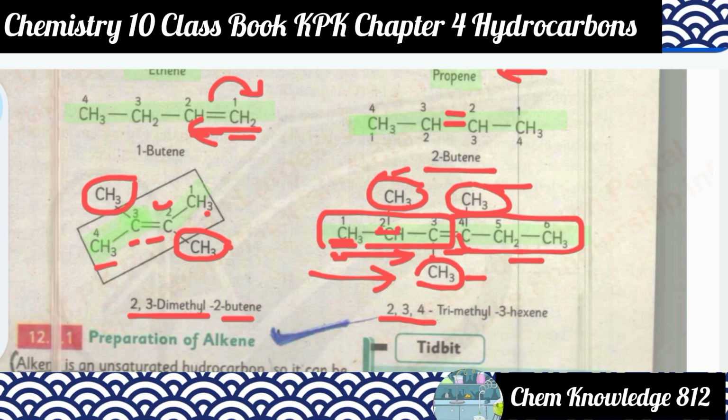So 2, 3, 4 is a trimethyl because they are 3 methyl, and 3 hexene. 3 hexene means that the double bond is located on the carbon number 3. So you can say this is a double bond located here. So the name of the structure will be 2, 3, 4 trimethyl 3 hexene.